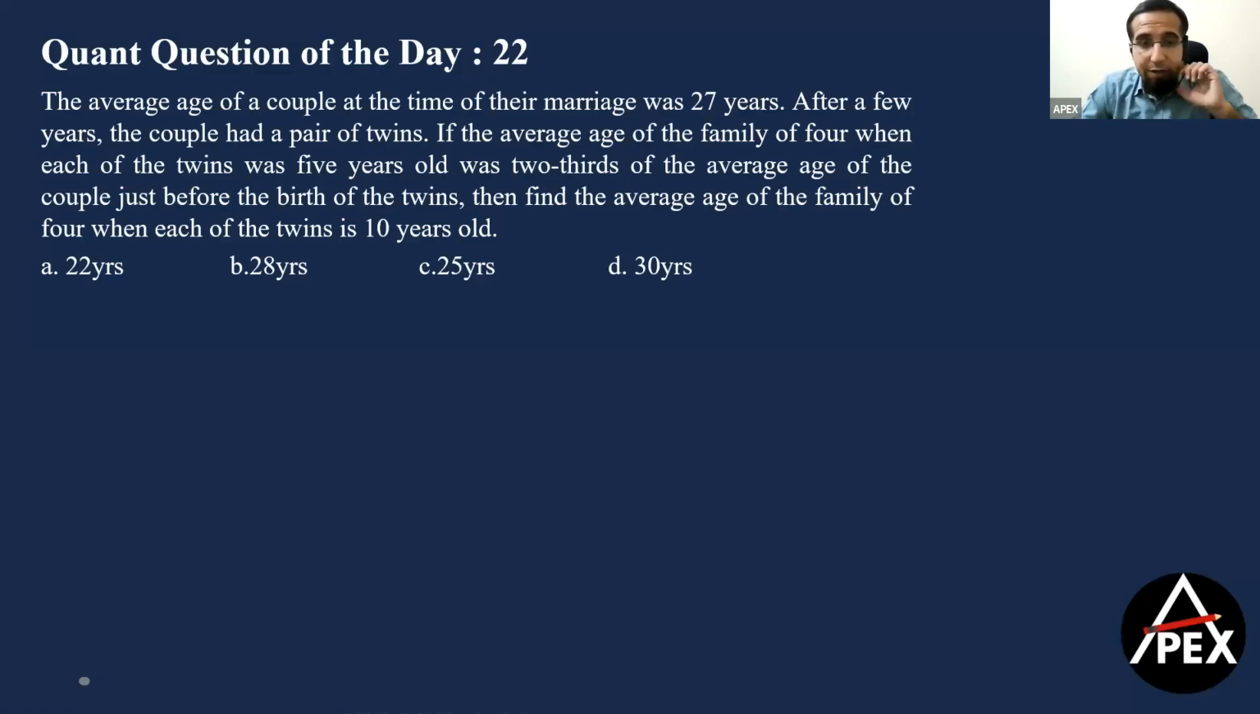Yeah, hi guys. So let's look at this question. Now, this question says that the average age of a couple at the time of their marriage is 27 years. After a few years, the couple had a pair of twins.